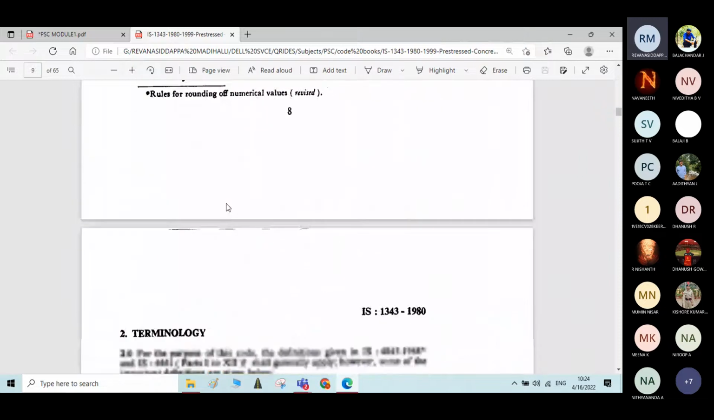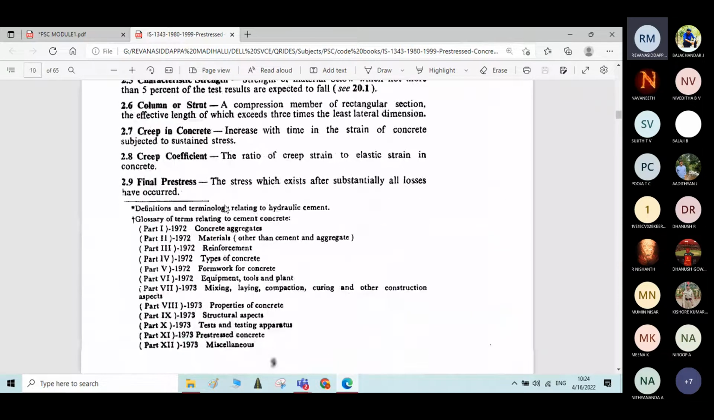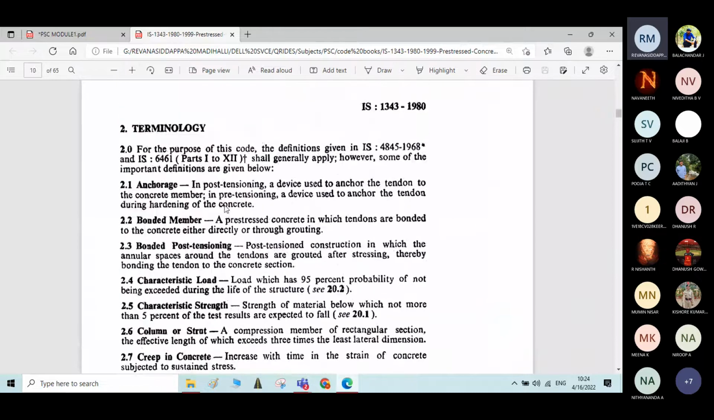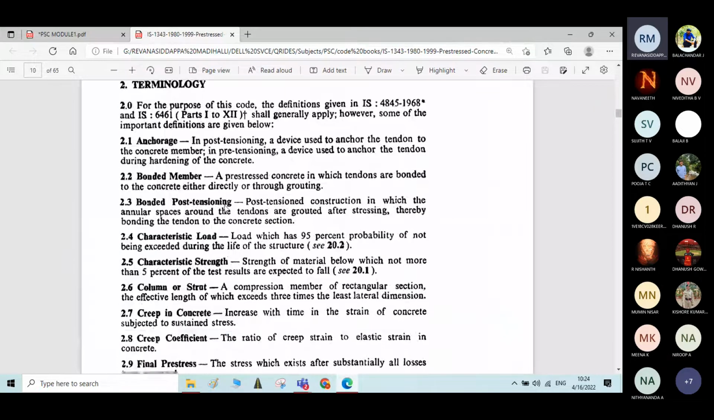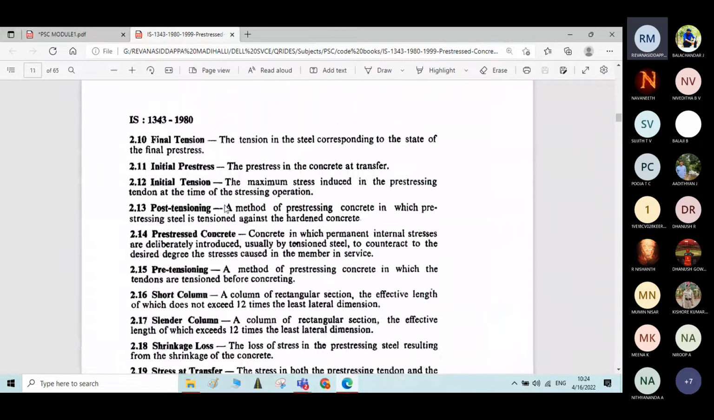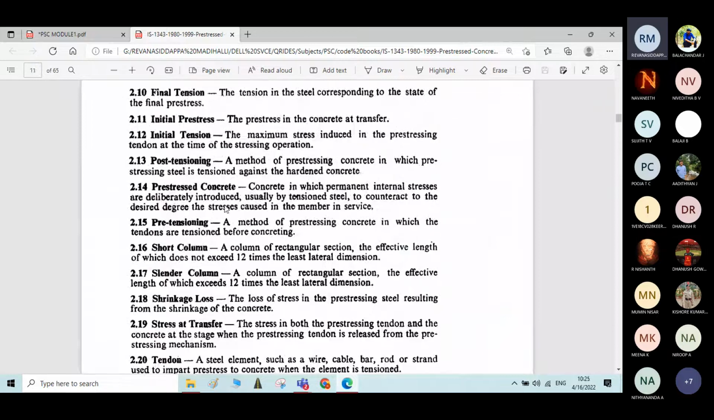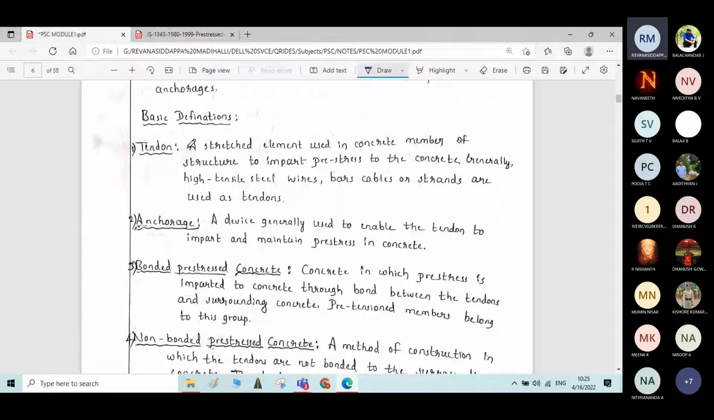At the beginning you have all these terminologies. This code book is allowed for your examination, but all the definitions are not available. A few definitions you need to remember, if they are asked in the examination. Let us go with one by one.